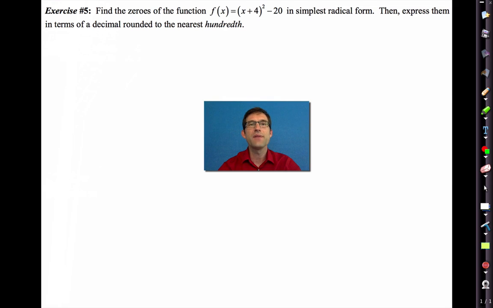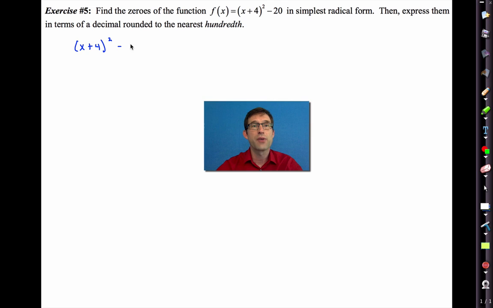Exercise 5 says find the zeros of the function f of x equals (x plus 4) squared minus 20 in simplest radical form. Then express them in terms of a decimal rounded to the nearest hundredth. All right, why don't you pause the video now and take a shot at that. All right, well, this is the kind of question that you could very easily find as a free response question on a standardized exam, right?